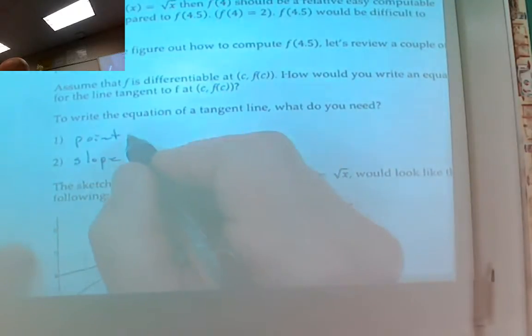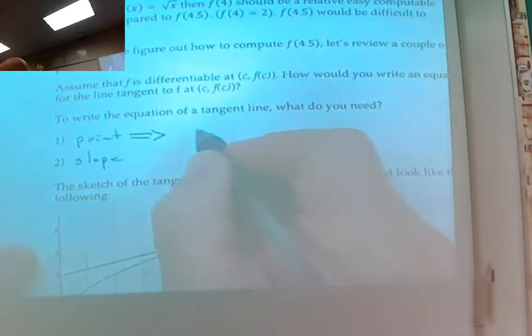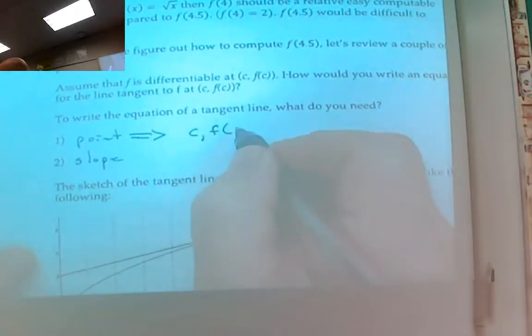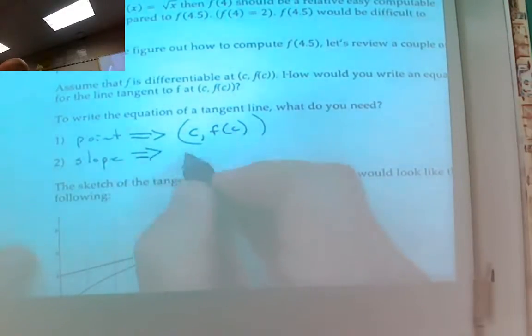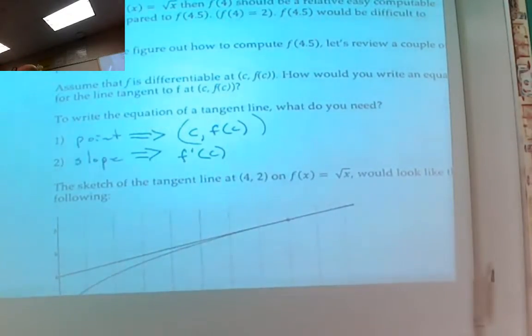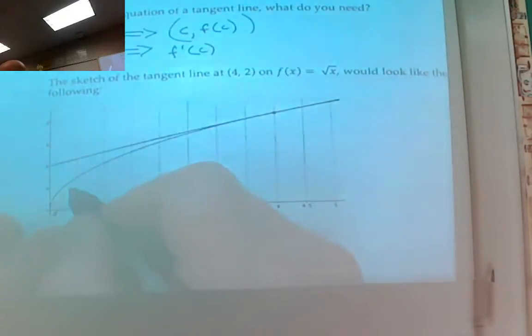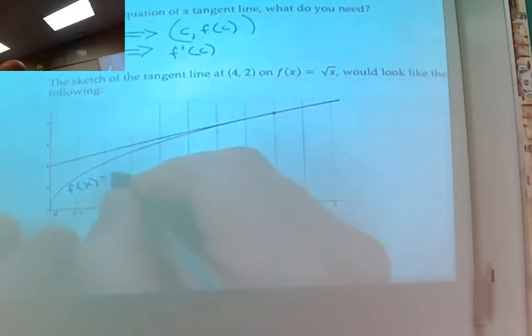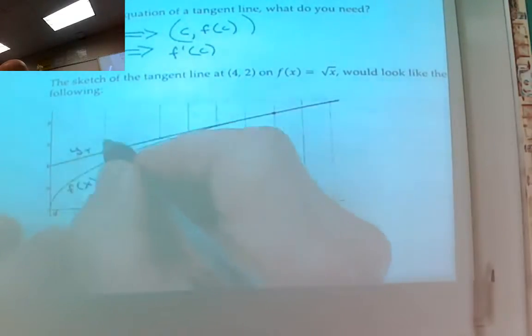And so our point is going to be c, comma f of c, and our slope is going to be the derivative of f with c plugged into it. And so what I have here is the function, this is f of x equals the square root of x, and this is the equation of a tangent line.